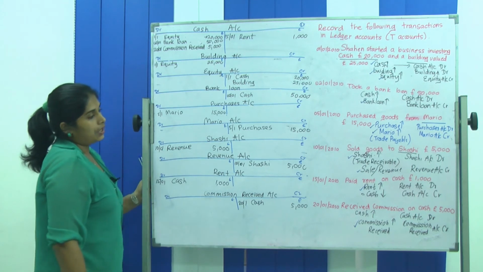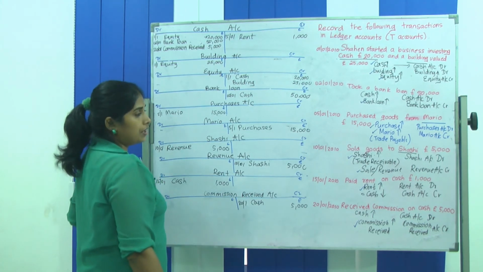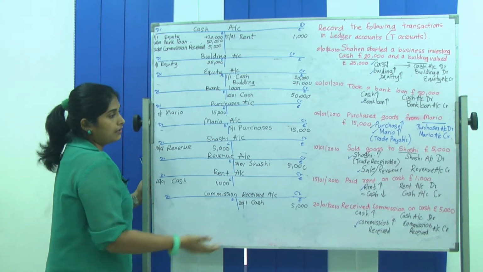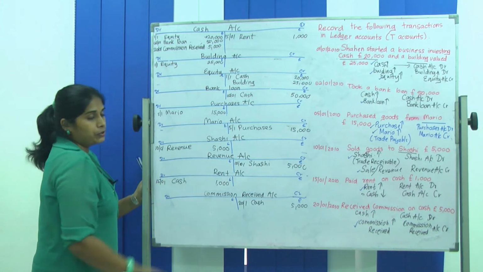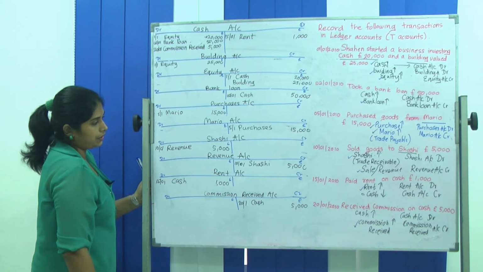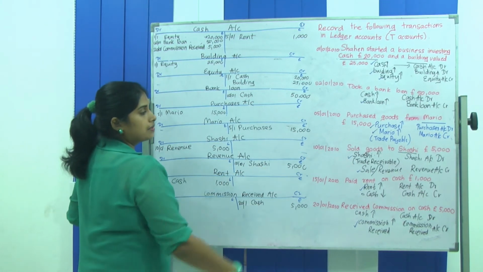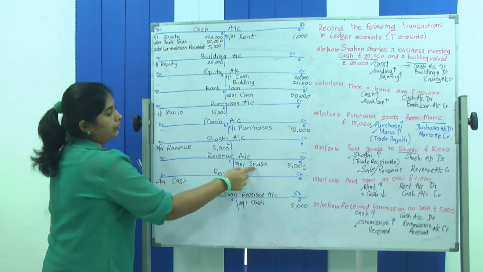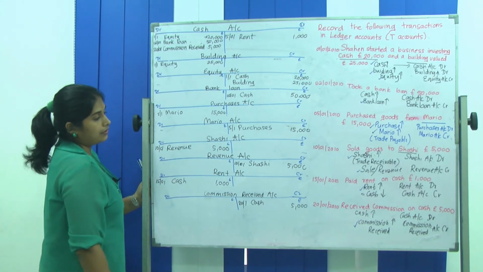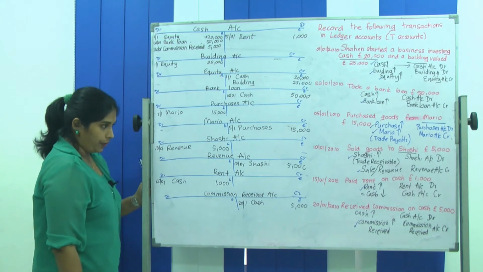Then on 10th of January, he sold the goods to Shashi, which was on credit. So Shashi becomes a trade receivable. So Shashi increases, which has been recorded on the debit side of Shashi's account, and we are selling, so we are creating an income called revenue. The revenue account was credited as Shashi 5,000.